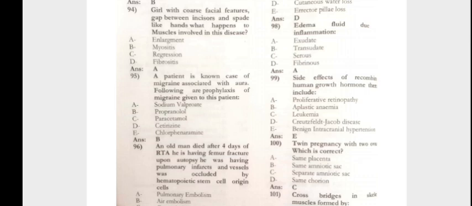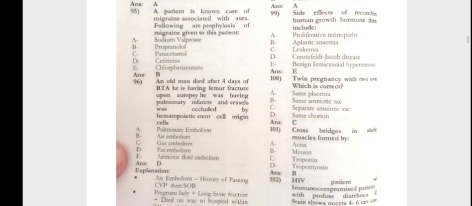The patient is a known case of migraine. Is the aura falling? Prophylaxis of migraine given to this patient is propranolol. The old man died after 4 years of RT. He is having a femur fracture.